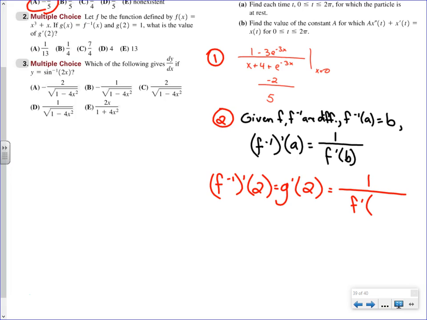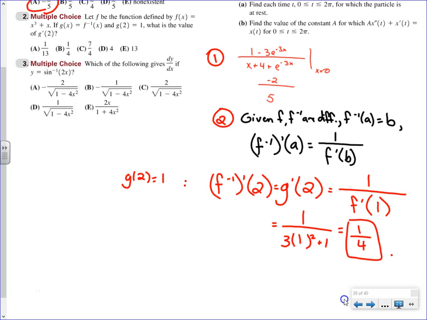What was the point that we were given? 2, 1. Yeah, we were given that g of 2 equals 1. So when we come over here, we plug in b, which is the y value. Then who is f prime? 3x squared plus 1. Plug in the 1, and I end up with 1/4. Don't put 4 because you forgot to put 1 over. George's word to the wise.